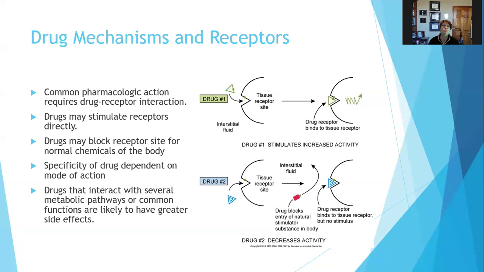The drugs that block the receptor site for normal chemicals of the body, an example of that is there's an anti-smoking drug that's called Chantix. And what it does is it blocks the receptor site for nicotine. So people who have a nicotine addiction, they take Chantix, it blocks that receptor site, and then the nicotine doesn't have the same effect on them and allows them to break their addiction to the nicotine, basically.